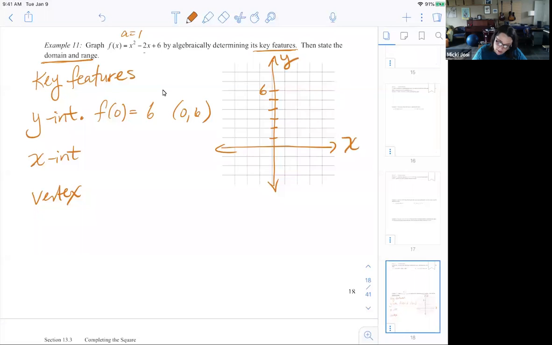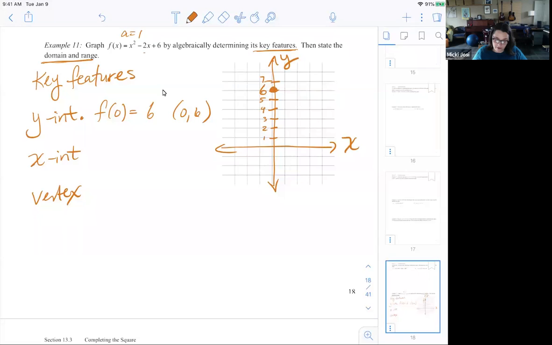What I'm doing when I'm putting the numbers in here, 1, 2, 3, 4, 5, 6, is I'm indicating what scale I'm using. And then labeling my axes is important. Here's my first point, the y-intercept.